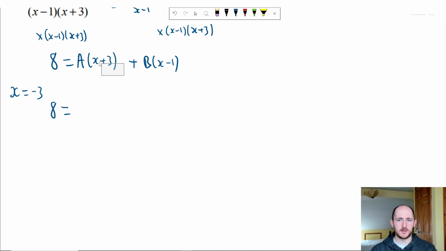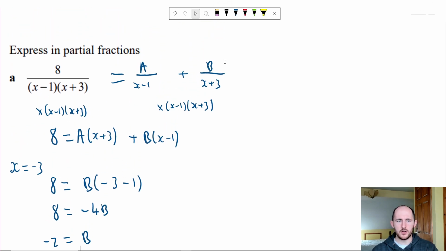this first thing will go to 0, right? Because minus 3 plus 3 is 0. No matter what a is, a times 0 will be 0. And I'm left with b minus 3 minus 1. So in other words, I have 8 is equal to minus 4b, which means minus 2 is equal to b. So in other words, the number on the numerator here is going to be minus 2.